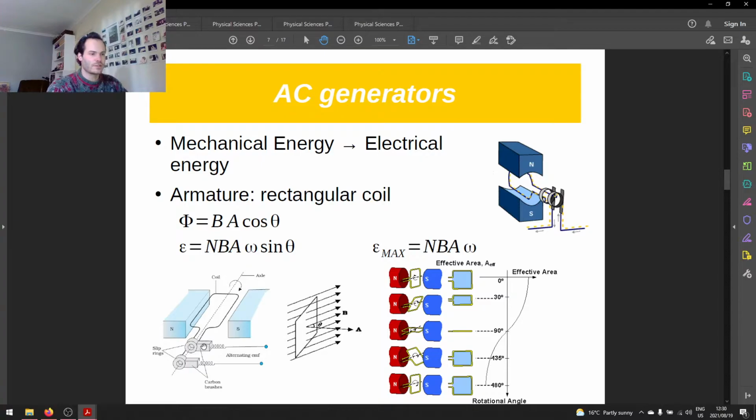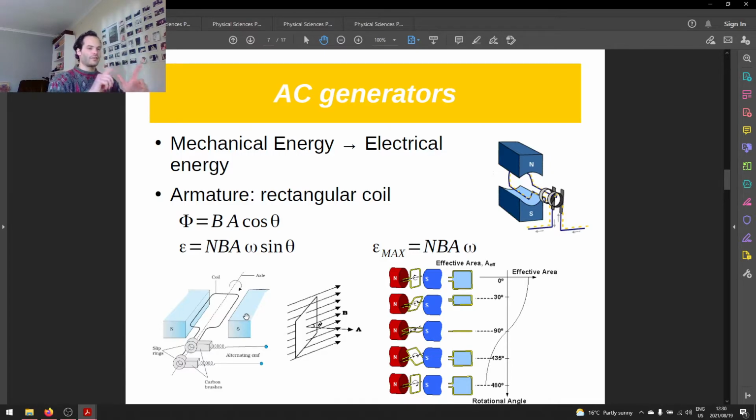The slip rings are attached to my carbon brushes, and what they do is they allow the coil to move freely whilst still conducting electricity to my external circuit. Now, let's use my right-hand rule. If we look at this diagram here at the bottom, we can see I've got a north side of a magnet and a south side of a magnet.